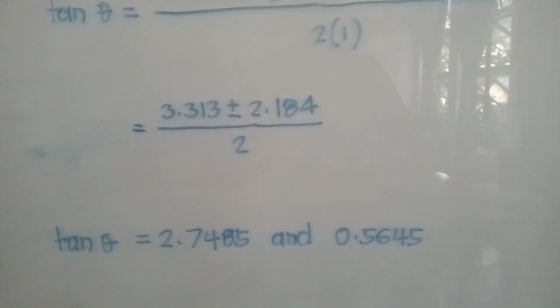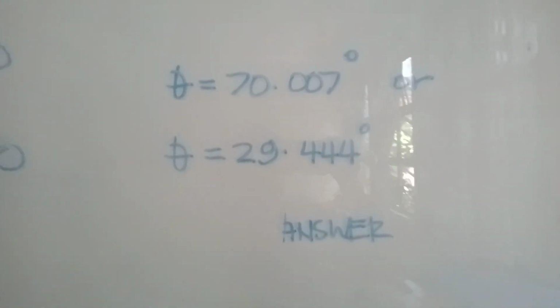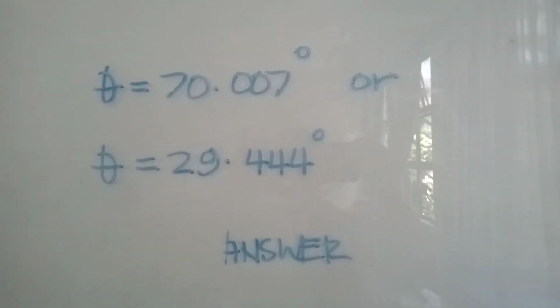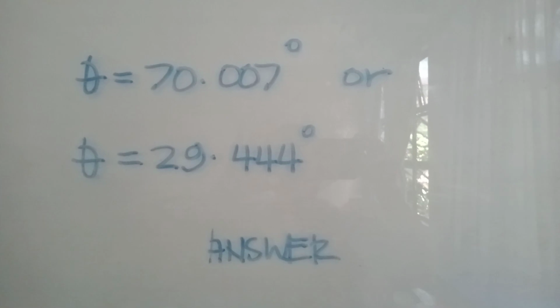So taking the arctan of both, we have two values for the launching angle, and either of the two will be able to hit the target at point B.